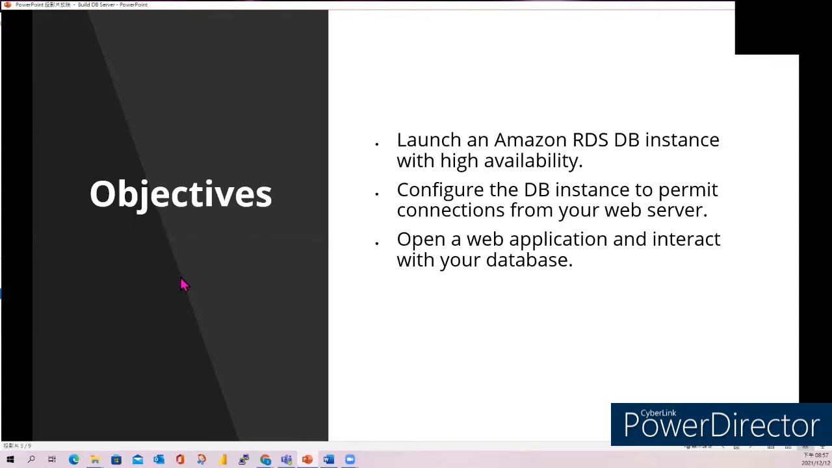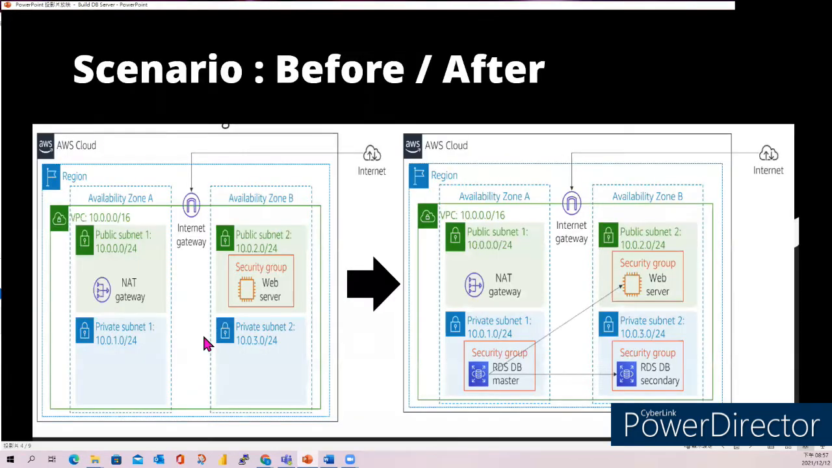Today's objectives are to launch an Amazon RDS DB instance with high availability, configure the DB instance to permit connection from your web server, and open a web application and interact with your database. Okay, the scenario you can see here.